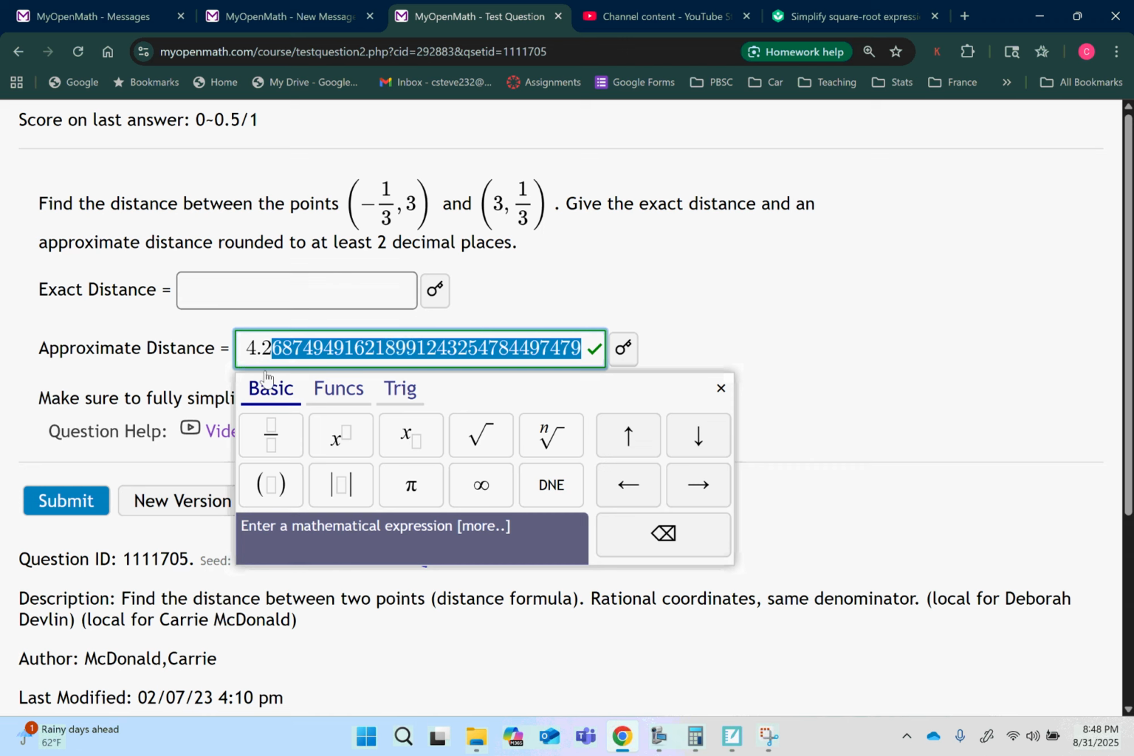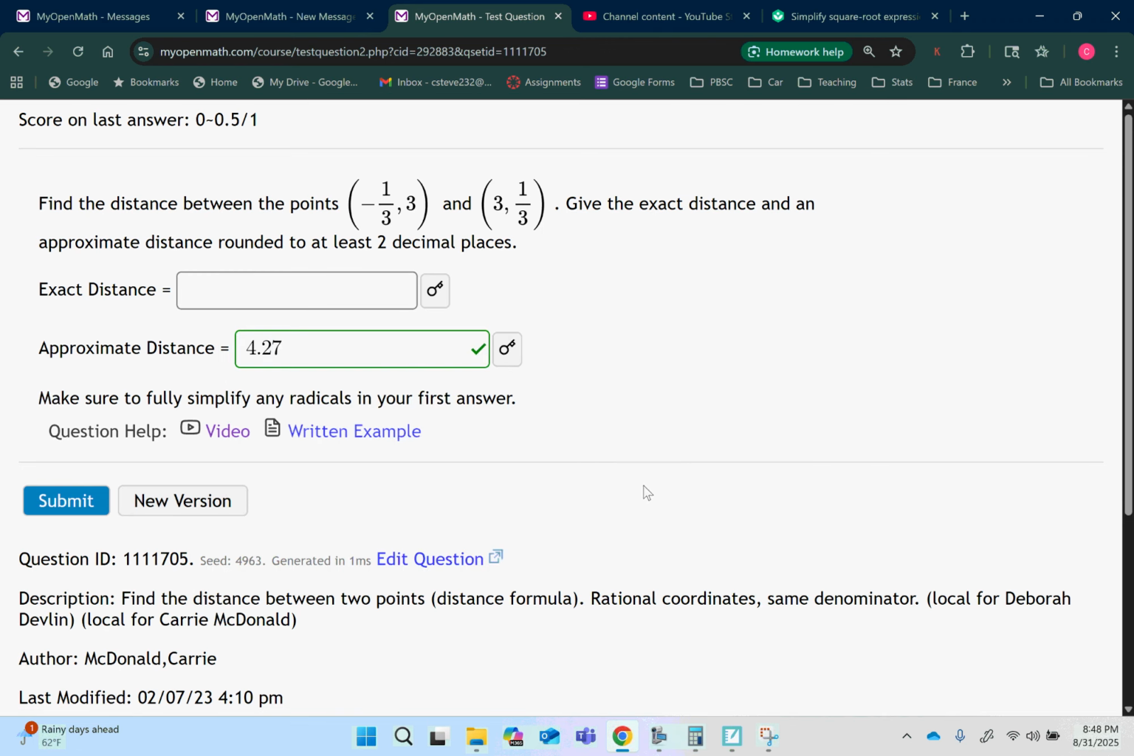All right, so I'm going to round this second digit after the decimal, right? So that 6 with the 8 to its right means I'm going to round the 6 up to 7. I could have done more decimal places, but I'm just going to do 2 because it said 2 or more, at least 2. That works.